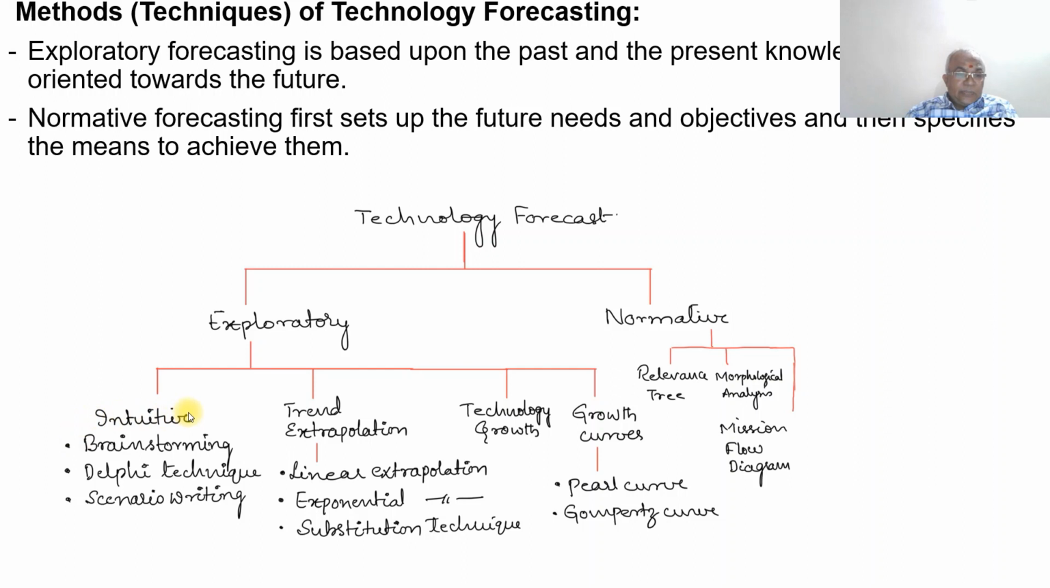Under intuitive, we have brainstorming, Delphi technique, and scenario writing. Similarly, under trend extrapolation we have linear extrapolation, exponential extrapolation, and the substitution technique. Then point number 3 is technology growth, and point number 4 is growth curves, for which we have the Pearl curve and Gompertz curve.